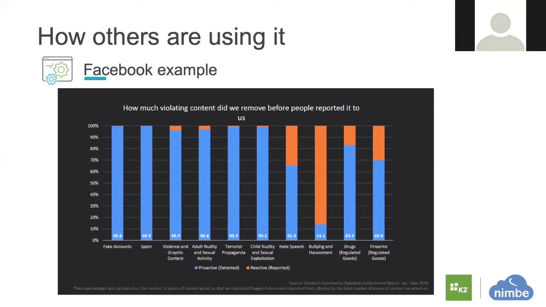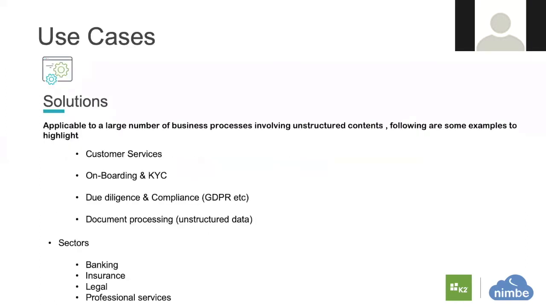Obviously Facebook has got the scale to need this, but this is an example of how machine learning and AI can save lots and lots of time and effort, and make the processes efficient. So typical use cases are in customer services, onboarding and KYC, due diligence and compliance, things like GDPR, document processing, wherever there is unstructured data.